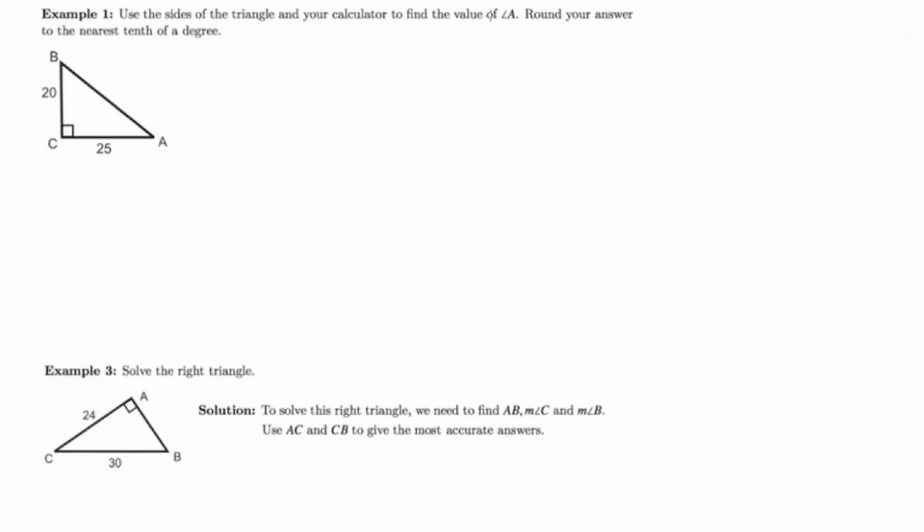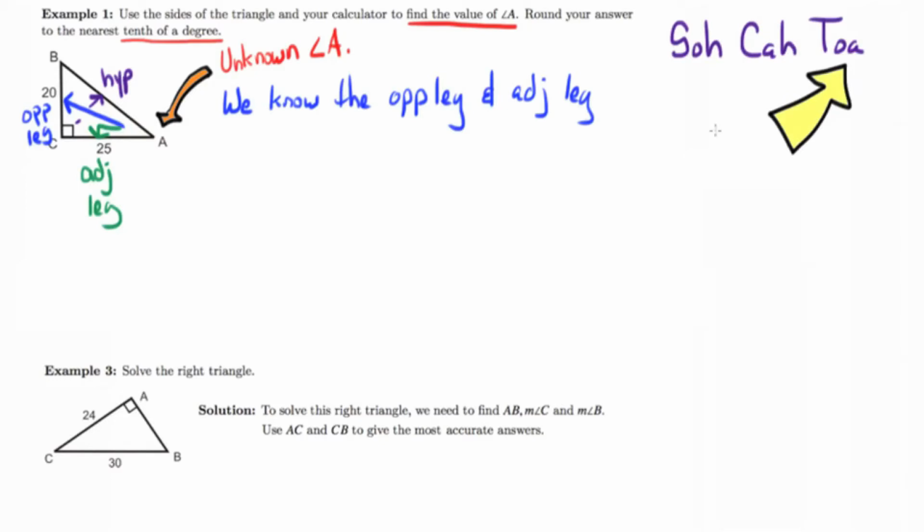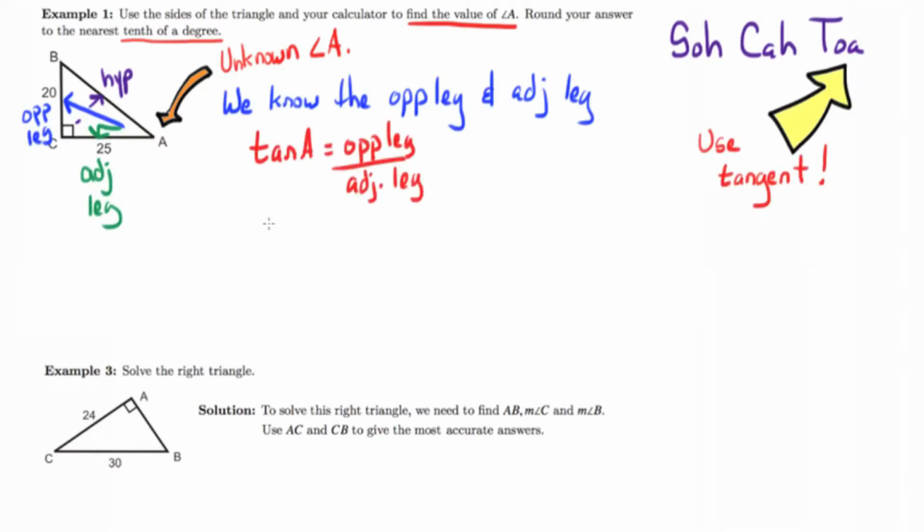Example 1. Use the sides of the triangle in your calculator to find the value of angle A. Round to the nearest tenth of a degree. Okay, so on angle A, the 20 is the opposite leg and 25 is the adjacent leg. So we know SOHCAHTOA. We know the opposite leg and the adjacent leg, so we should use tangent. So we use the trig function for tangent, and I'm looking for angle A, and I know the other two sides.